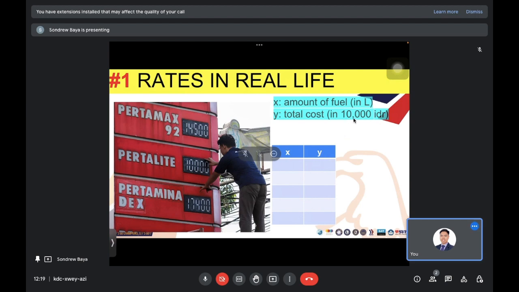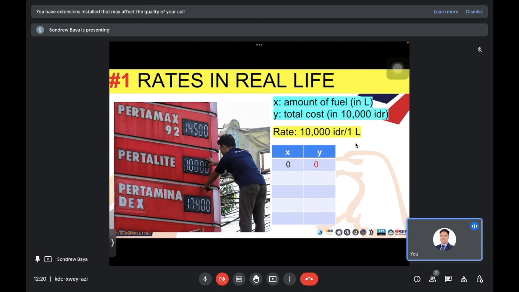All right? So if you try to look at it, the rate of the Pertalite gasoline as of the moment of speaking is actually 10,000 Indonesian rupiah per 1 liter. That's the rate. So knowing the rate, it's easy for us to come up with data because the rate tells us how your total cost changes every time you add liters of fuel. For example, let's say you didn't avail any liters of fuel yet. That means you don't have to pay anything.